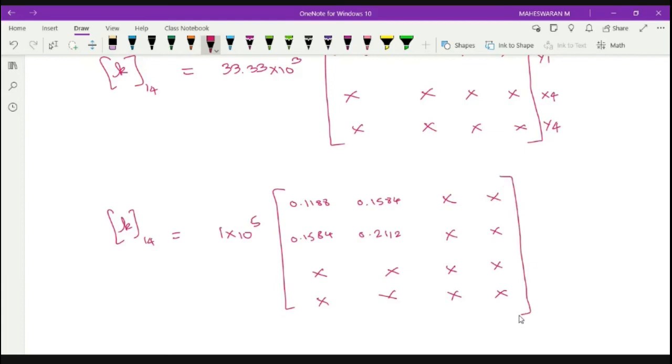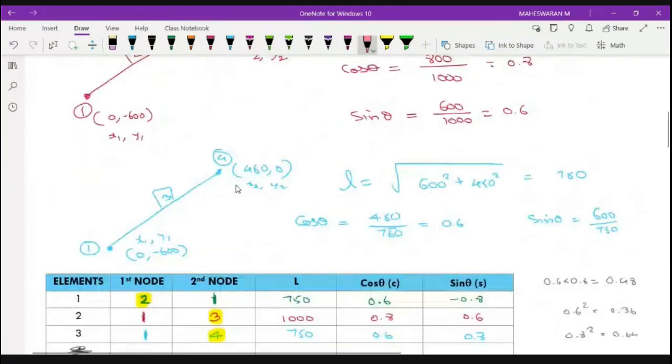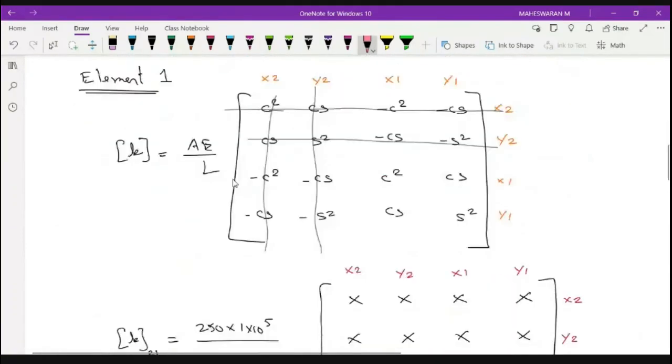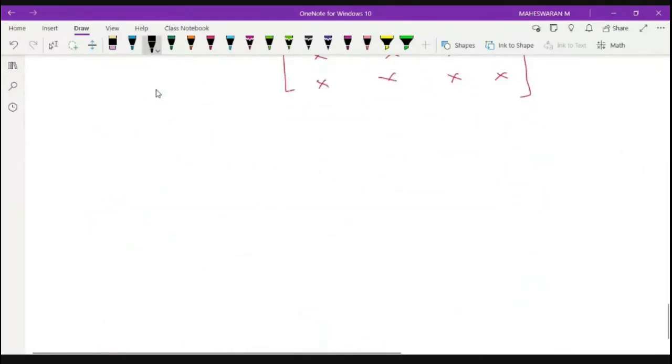This is my table. Let me address this as usual. This is x1, y1, this is x4, y4. This is my address. So I have completed all my element stiffness matrices. The only thing is I have to identify my global matrix. We go for the global stiffness matrix.